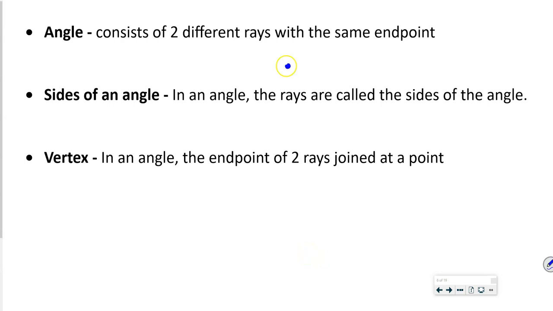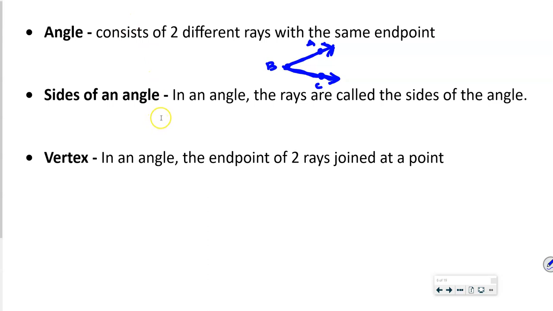So what do I mean by that? So I create a ray here, and I create a ray here. And if we name this, we'll name this A, B, C. Notice we have ray BA here. We have ray BC there. Those two rays create an angle.